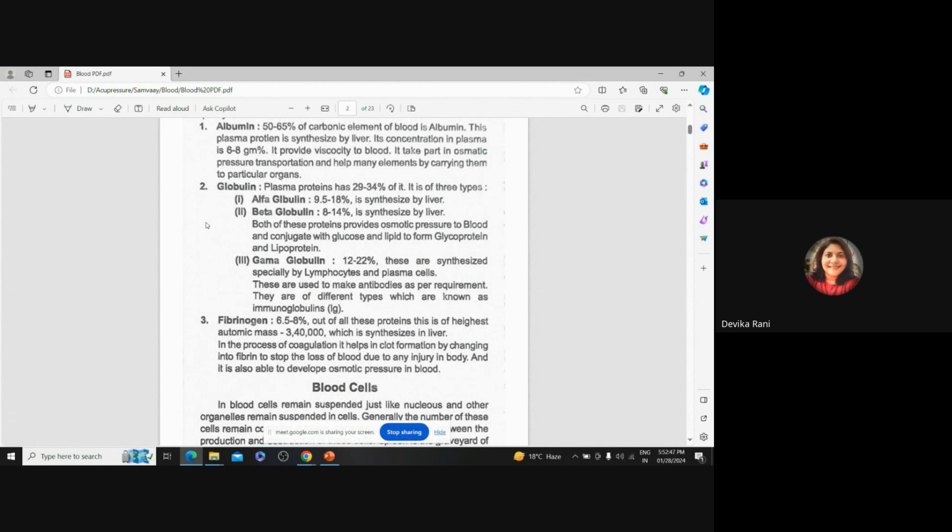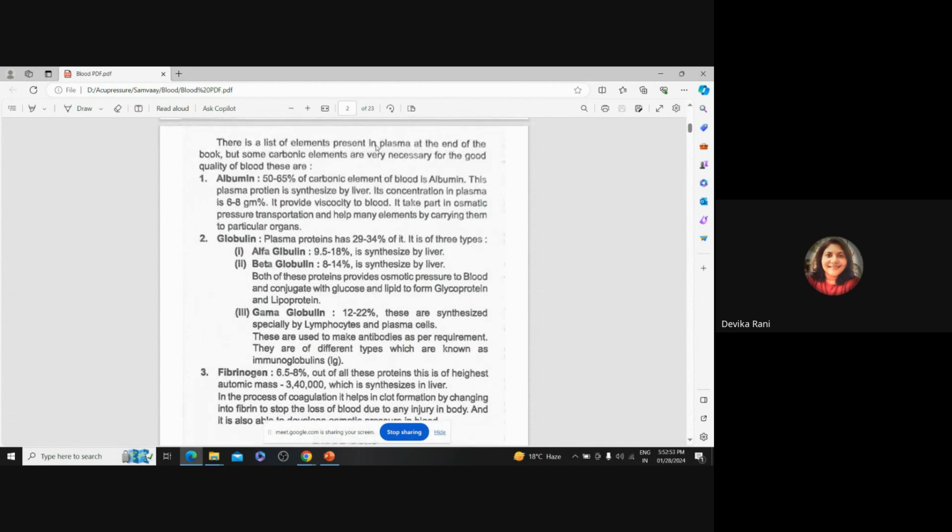Right. So in general, a question might come: what are the elements present in the plasma? So you should be knowing it's albumin, globulin, and fibrinogen. And you can also remember that gamma globulin is not synthesized by the liver.